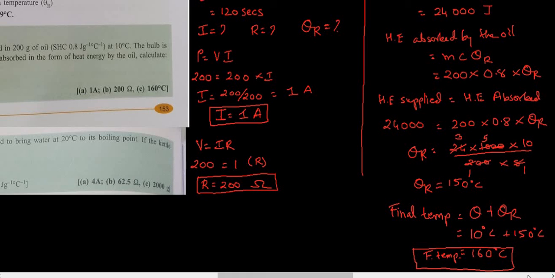So I hope you understood this sum. It is pretty simple, pretty easy. If you have any doubts or any questions, please let me know in the comment box. So we got current 1 ampere, resistance 200 ohms and final temperature 160 degrees centigrade. So this is the way we do the sum.